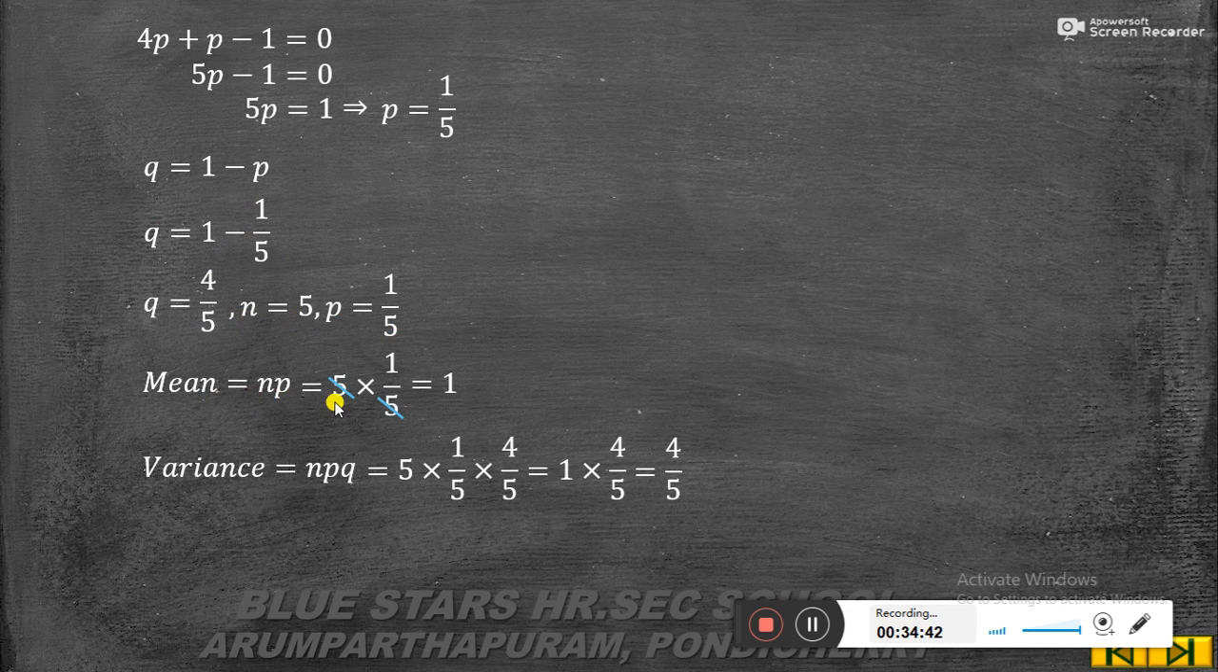So mean equal to np, 5 into 1 by 5 is 1. Variance equal to npq, n value is 5, p value is 1 by 5, q value is 4 by 5. So the 5 cancels, giving 4 by 5. This is the answer for variance. Variance equal to 4 by 5, mean equal to 1. This is the answer for mean and variance. We complete the class.